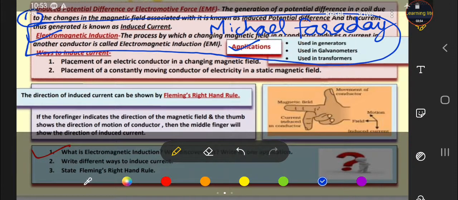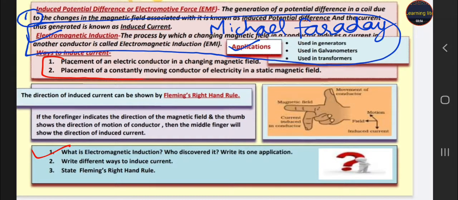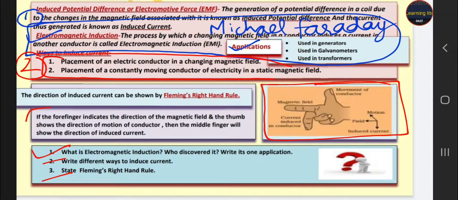Second one, ways to induce the current. So these are the two ways you have to write here. Thirdly, state Fleming's right hand rule. This is the diagram of Fleming's right hand rule, and this is the description here. So this is the answer to your third question.